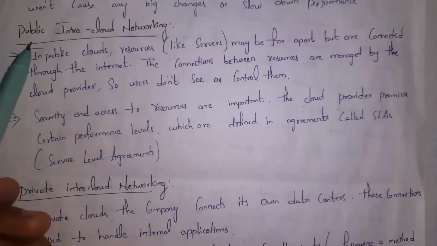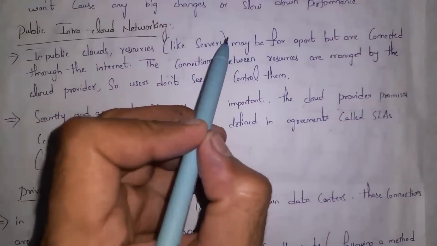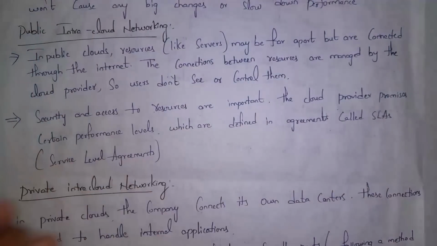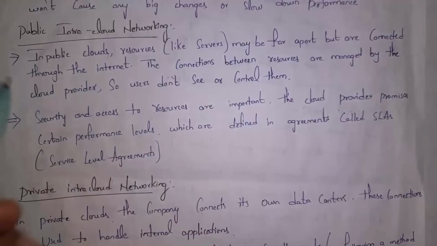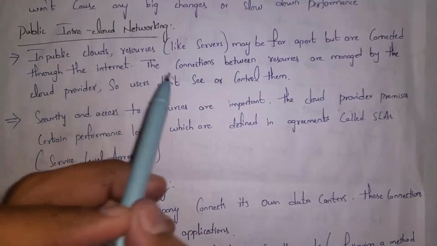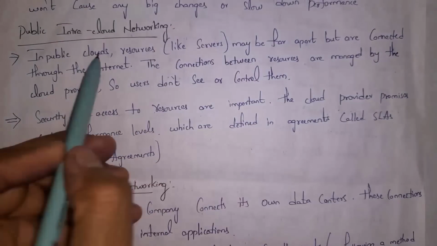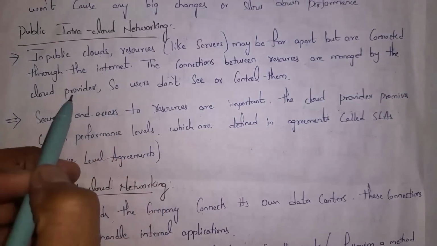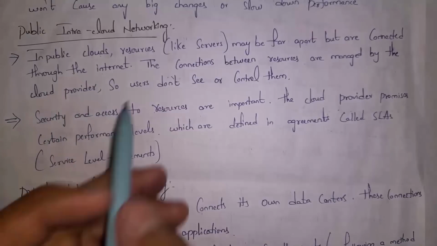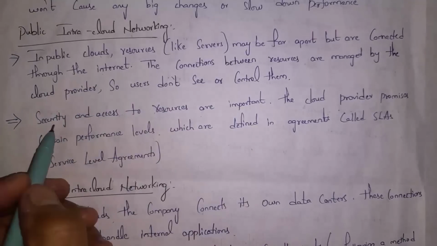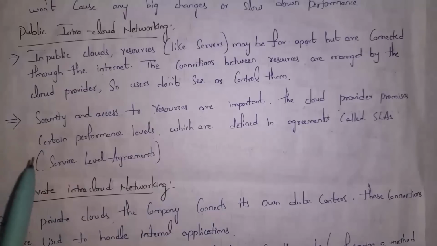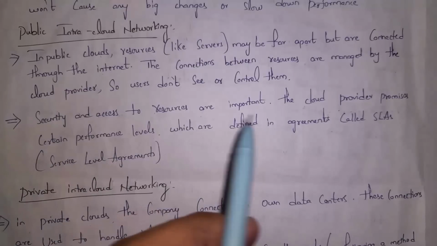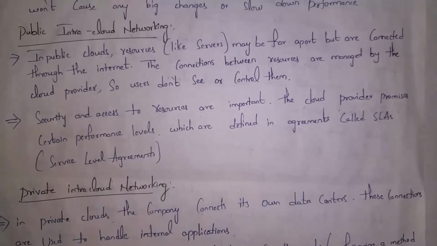In public clouds, resources like servers may be far apart but are connected through the internet. The connection between resources is managed by the cloud provider, so the user doesn't see or control it. We connect to servers by using the internet and cloud providers will manage these servers. The user cannot control them. In public clouds, security and access to the resources are very important. The cloud provider promises certain performance levels, which are defined in an agreement called a service level agreement.